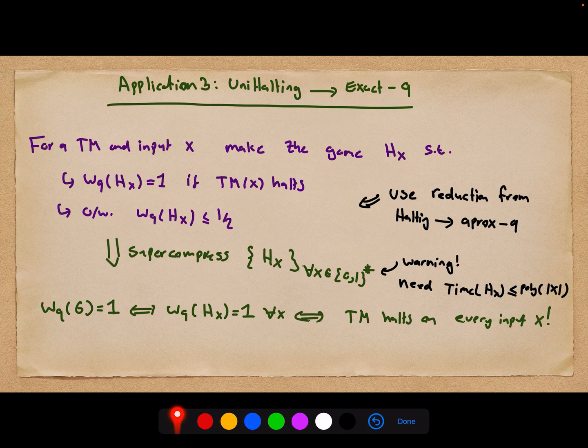I've, of course, been just giving high-level overviews of the actual arguments in the result. And one thing that might be concerning for you is, is this really a polynomially bounded family of games that we get from the halting to approximate Q reduction to then be able to apply the supercompression? And yes, this is the case. We do get a polynomially bounded family to then be able to apply the supercompression to.